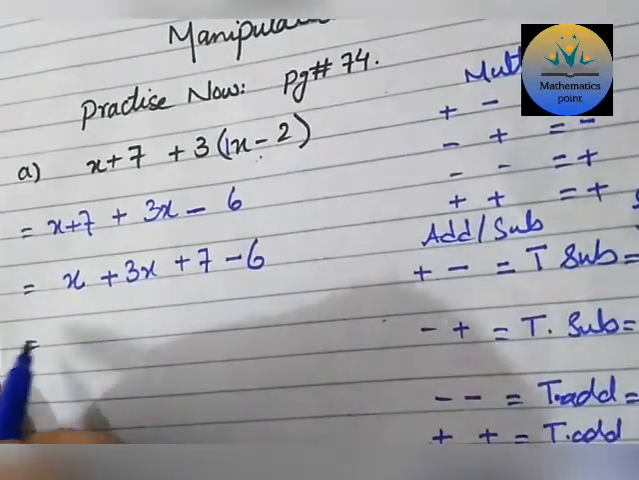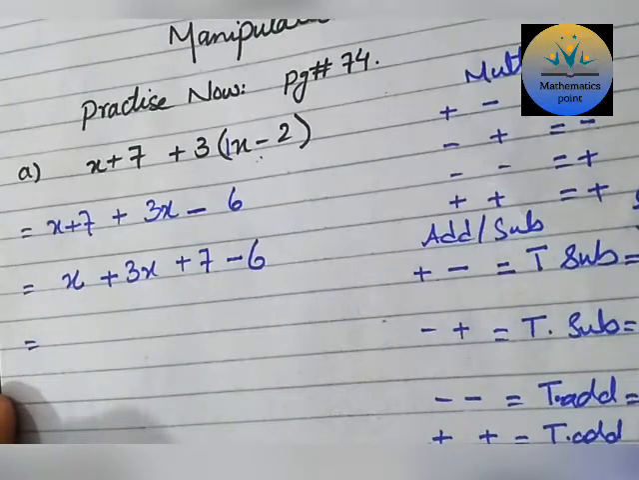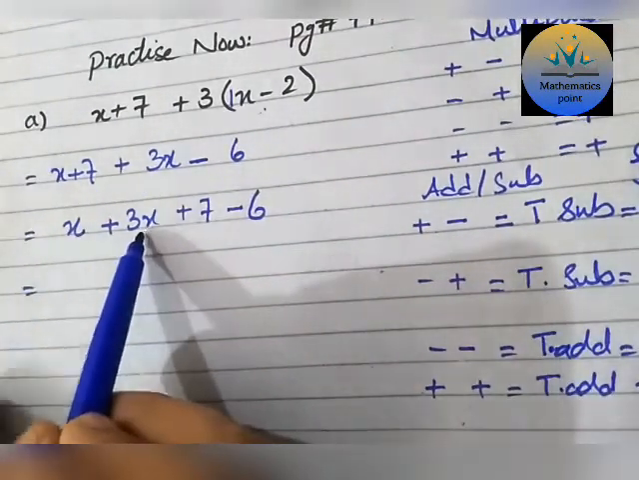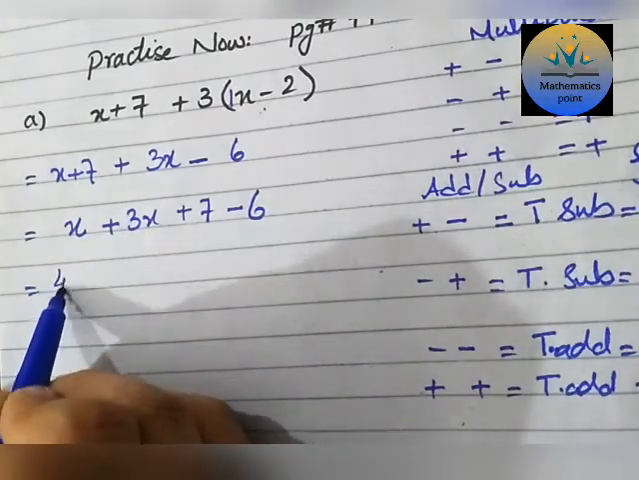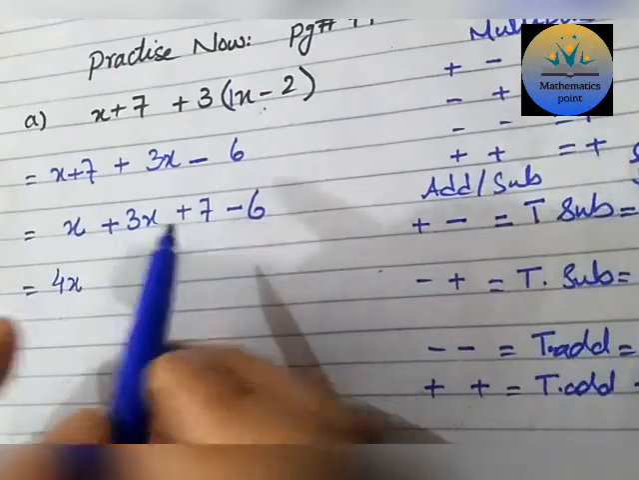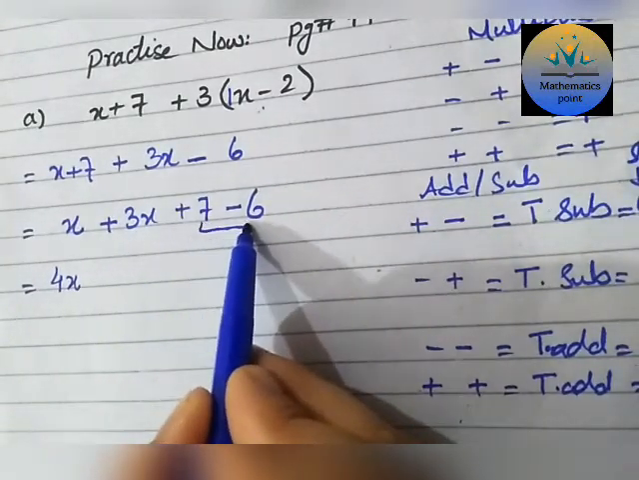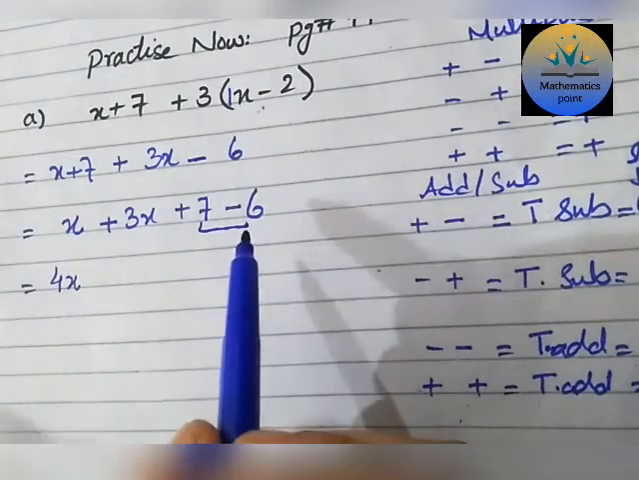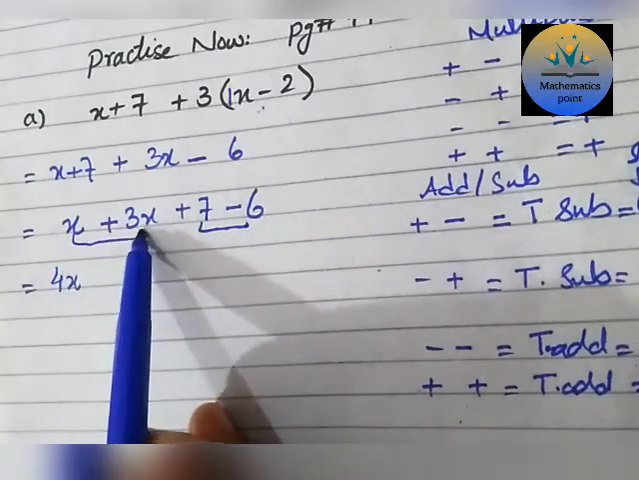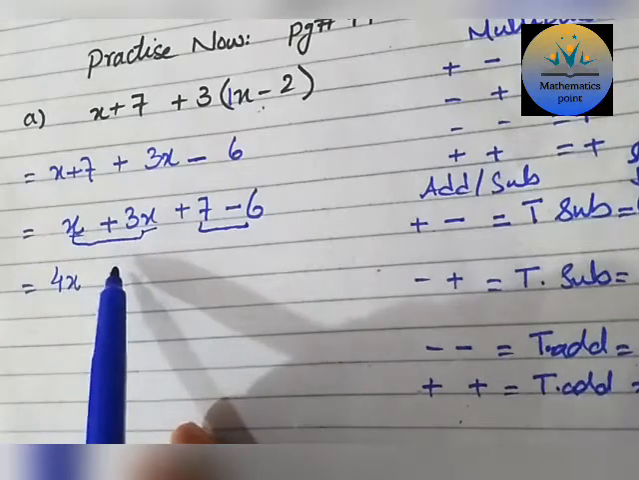Now we solve the terms. 3x plus x is 4x, and then plus minus. Now look at these two constant terms. Why are we solving these two terms together? Because they are both constants. And why do we solve the x terms together? Because they have the same variable x.